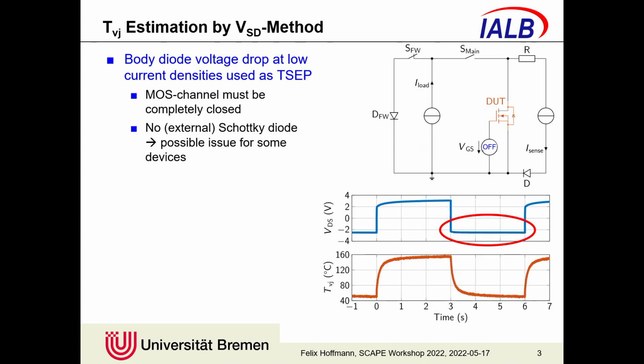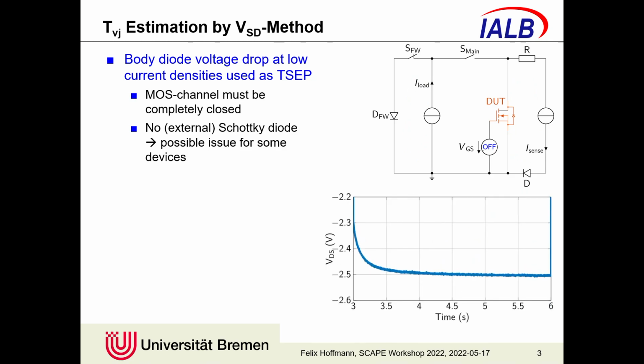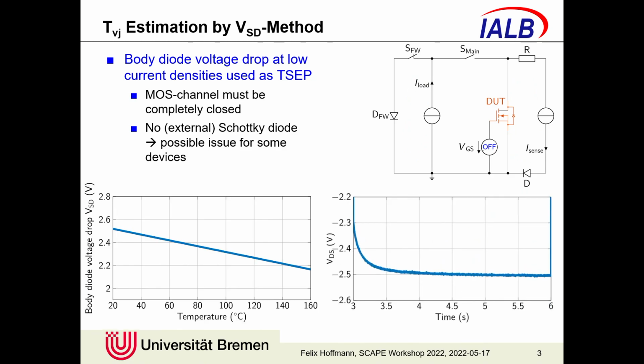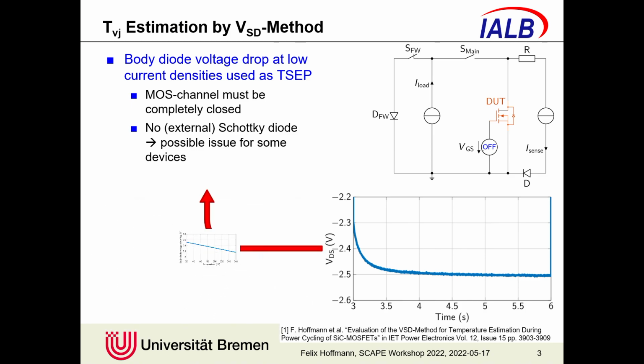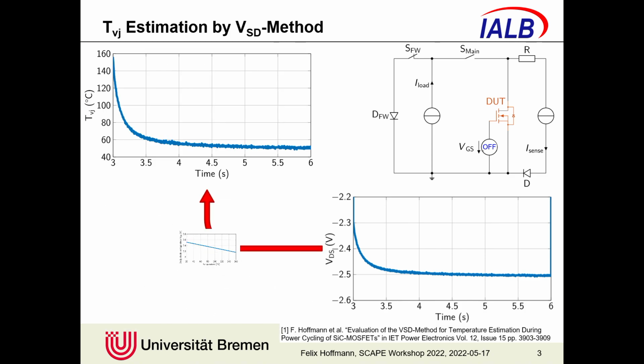If we have a closer look here, we see it's actually quite dynamic. If we have the relationship between temperature and body diode voltage drop at our chosen sensing current density, we can directly get the time-resolved junction temperature during the cooling phase of our device. This way we can extract the maximum as well as the minimum temperature.